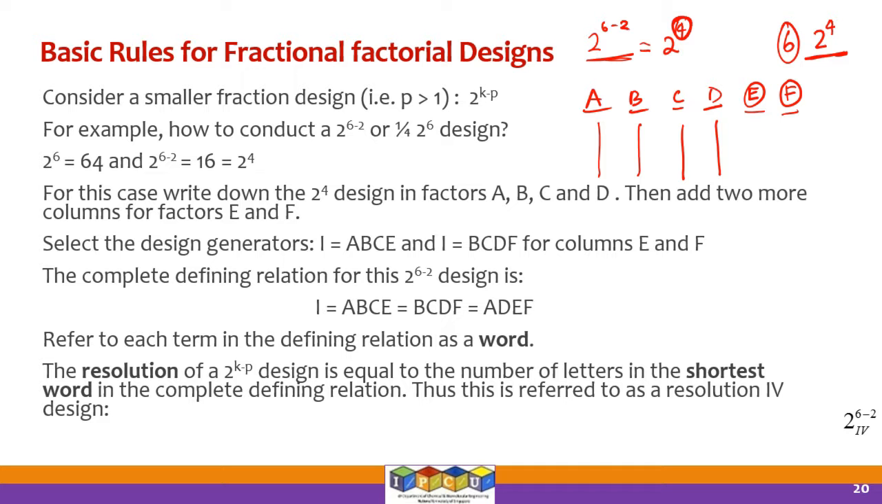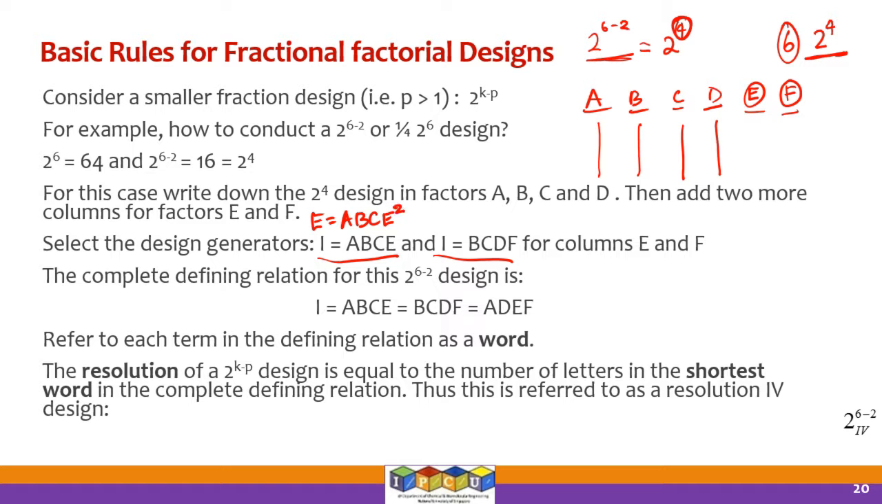So in this particular case, the design generators have been so chosen, right? I equals A, B, C, E. In other words, if you multiply both the sides by E, you will get E is equal to A, B, C, E times E.